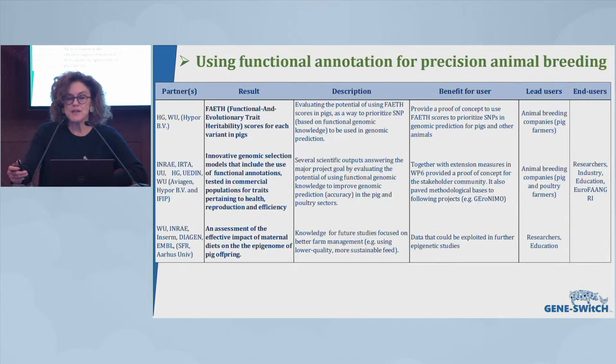For the second objective, using functional annotation for precision animal breeding, this is quite a summary because, in fact, there was an incredible amount of work developed on this part.